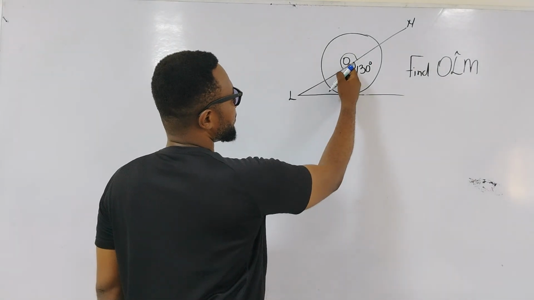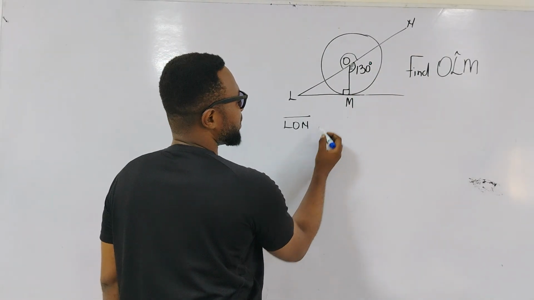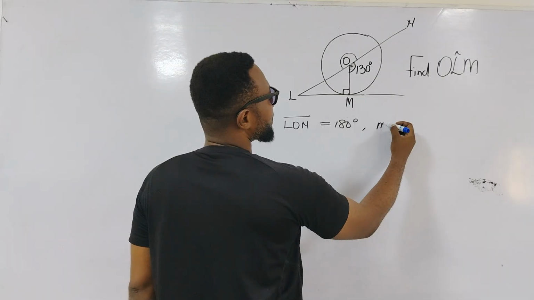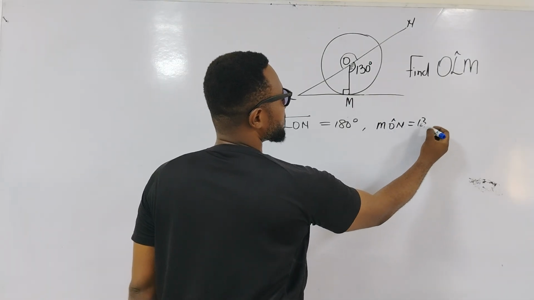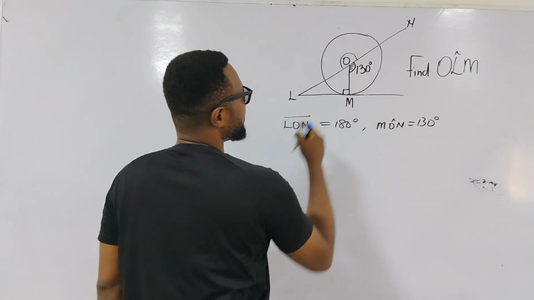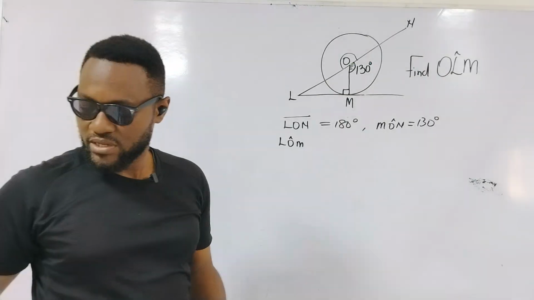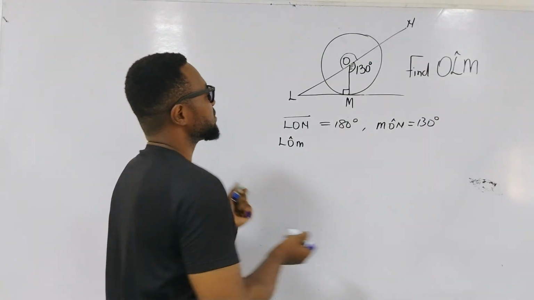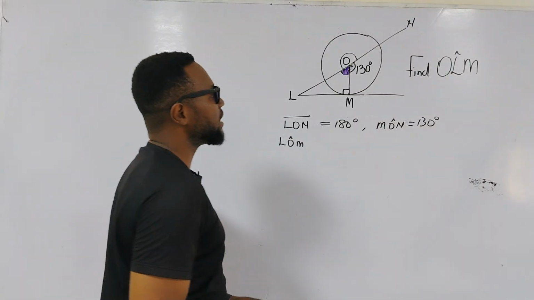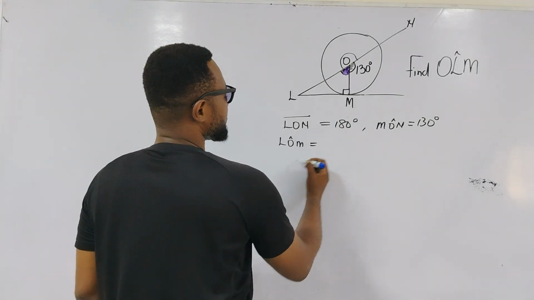Now, line NON is 180 degrees, angle on a straight line. We also know that MON is 130 degrees, as stated. Now, LOM, when I mean LOM, I mean this angle right here. That angle, LOM, okay?